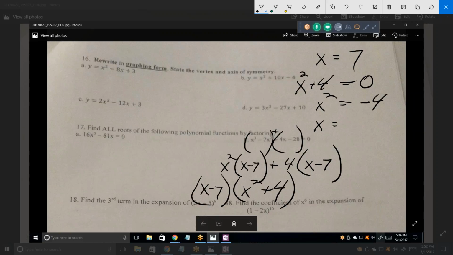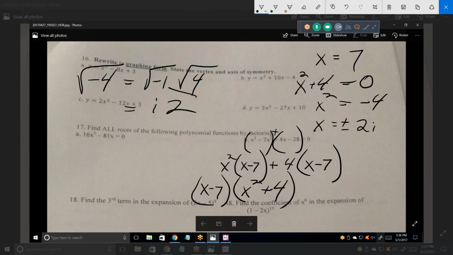Plus or minus. In other words, I am solving an equation by taking the square root of both sides. I'm always going to begin my answer with the words plus or minus. And now what's the 2i? The square root of negative 4 is the square root of negative 1 times the square root of 4, which is i times 2. So that's how I get it.